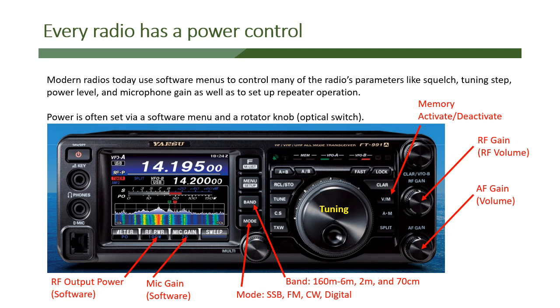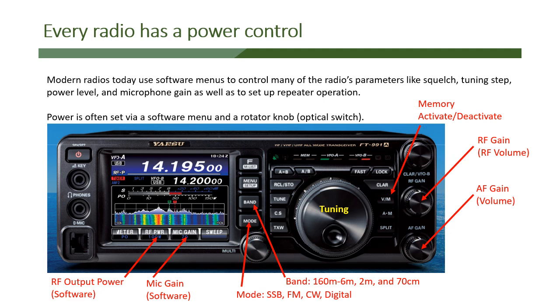So those switches, when you push the button, what you're doing is accessing a part of the software program to make the change. And so almost all the features of a radio today are all in software. Even though you may be pushing a button, it's really the software doing all the work. And so again, power is often set by a software menu and using a rotator knob.